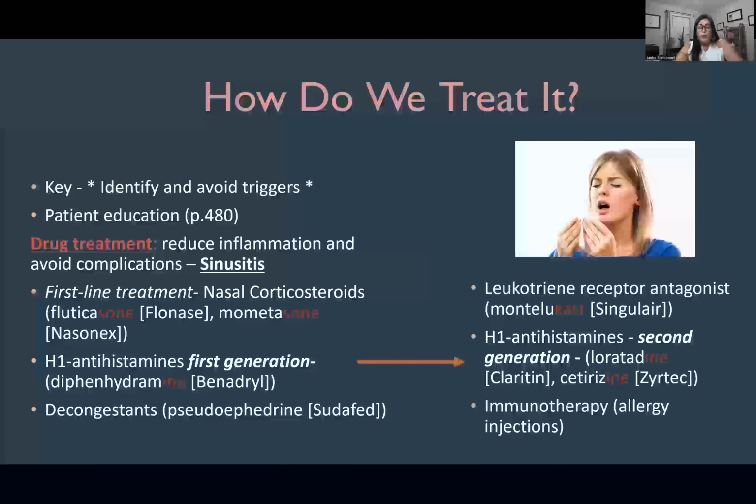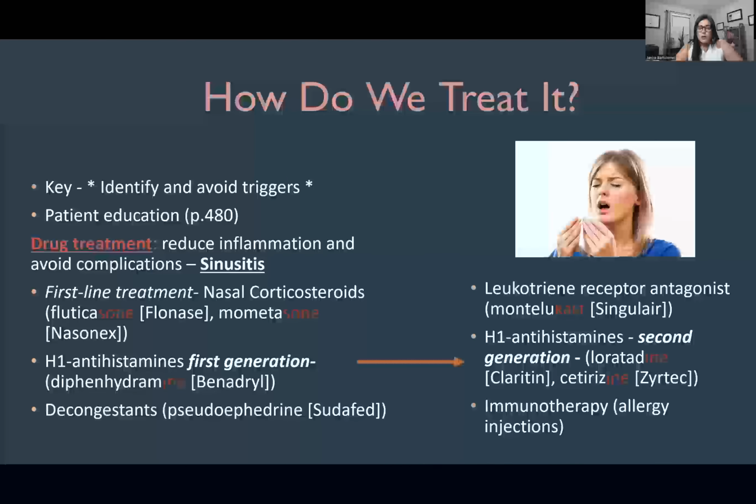So how do we treat it? Well, we treat it by first identifying and avoiding the trigger. So if it's the pollen, because it is spring, you try to avoid as much as possible activities that are outside whenever it's high pollen season. If it is perhaps dust at your house, maybe you have to rip out the carpet, or you have to clean often, or you have to cover yourself when you clean. So patient education here is key, is important, and is vital. It's on page 480 of your book.